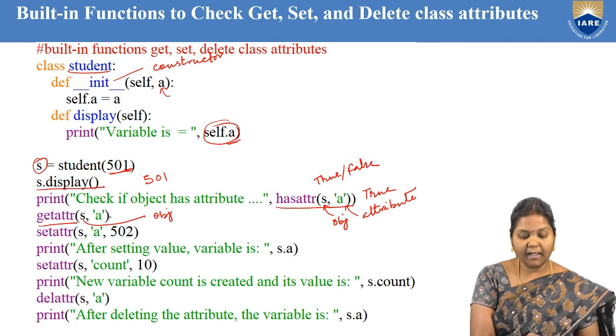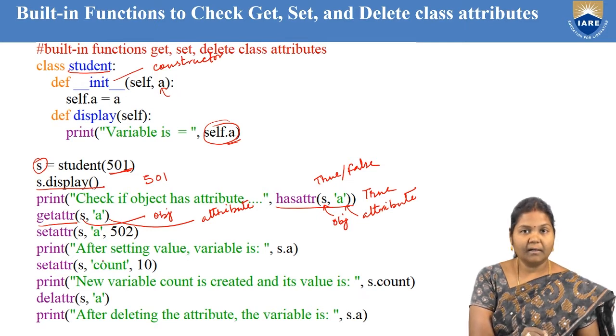So, S is the object and the name of the attribute is A. This is the attribute. Now, get attribute means it will find out the value of A in the object S. So, what is the value of A? It is 501 will be the output.